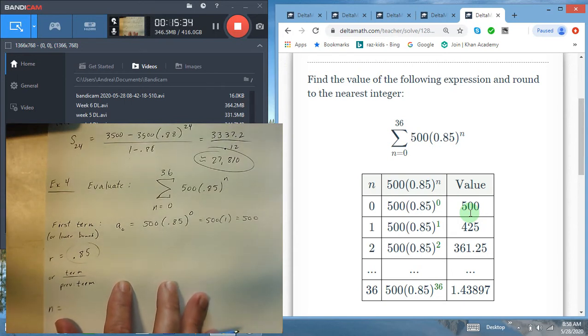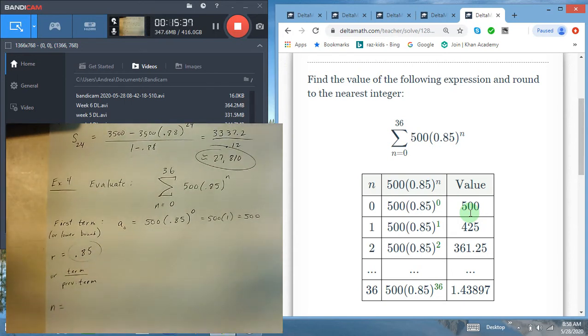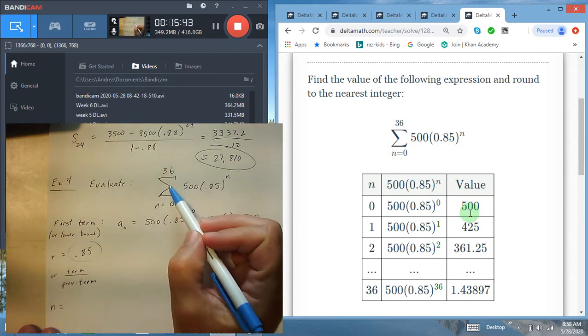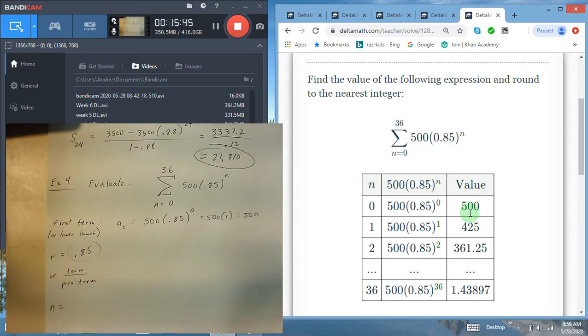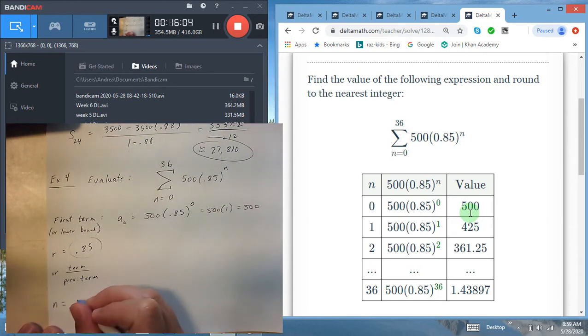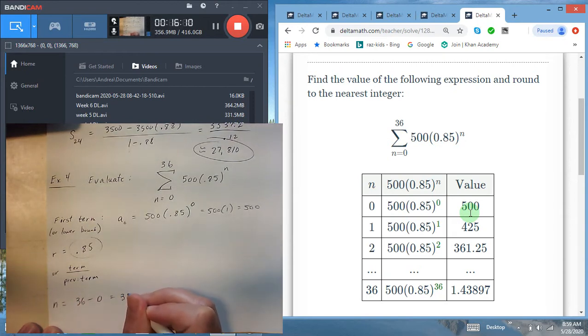And what else are we missing? We're missing n, the number of terms. Another thing we worked on last week is that you subtract the upper bound minus the lower bound, then you add 1. Remember we talked about how many fingers you have on your hand, right? Or 1 to 10. How many numbers are from 1 to 10? Well, there's 10. But if you do 10 minus 1, you get 9. We have more than 9 fingers, right? You've got to add 1. So when you do this strategy, it's always going to be upper bound minus lower bound, get that number, and then add 1 to it for the number of terms.